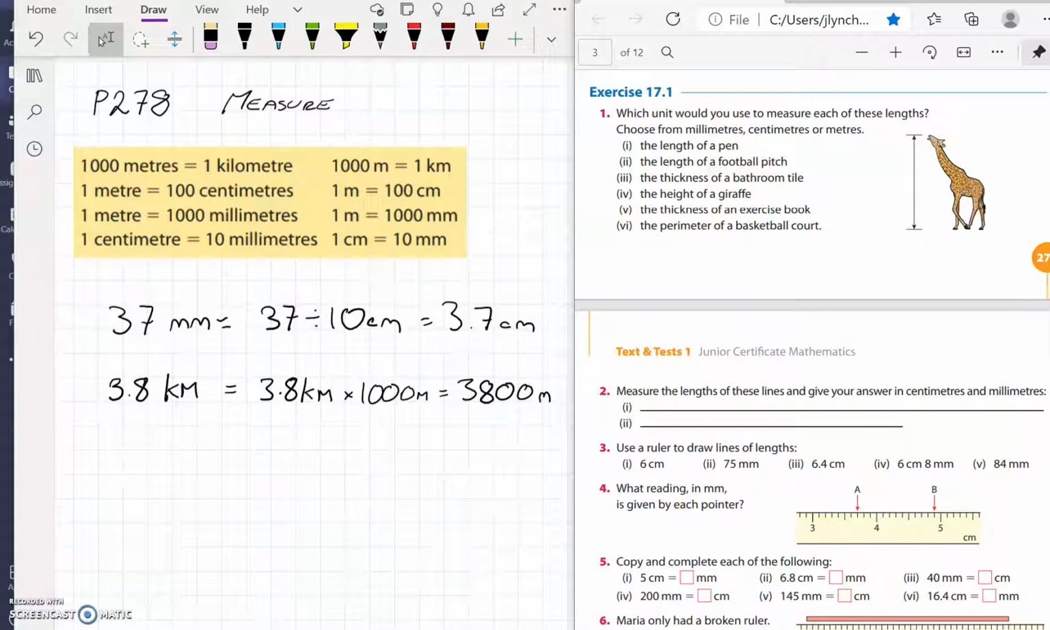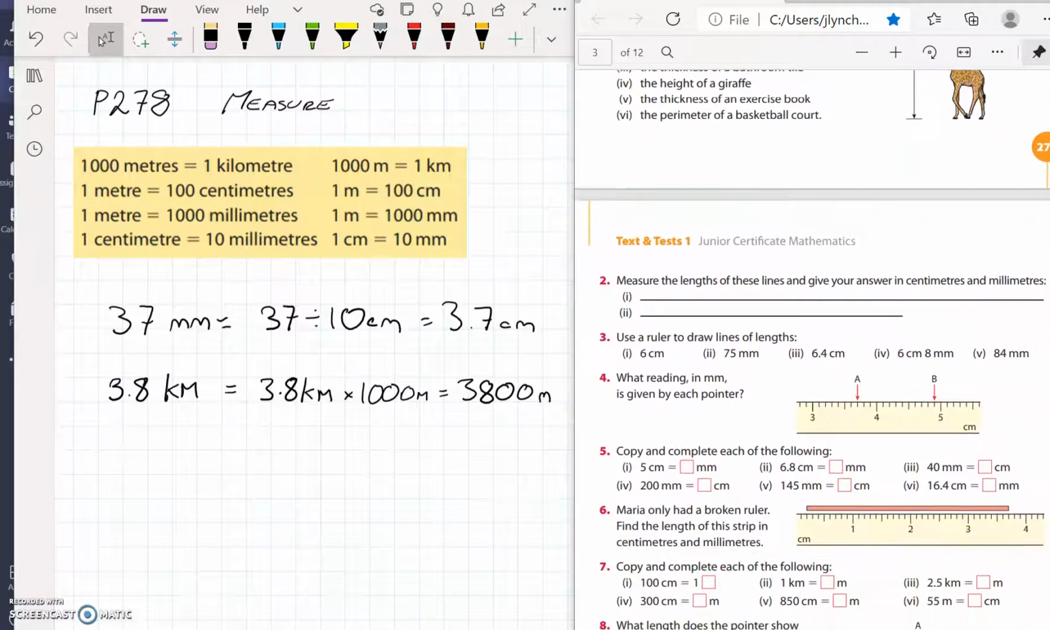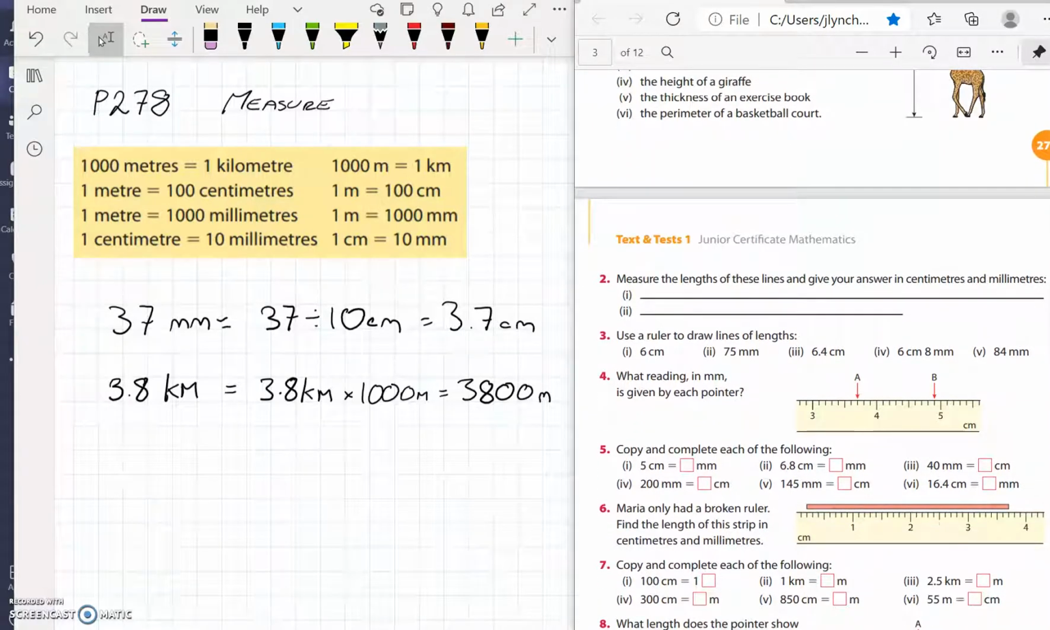An inch is actually 25 millimeters. So don't get confused in that. The bigger units on your ruler are inches, the smaller ones divided into tens are your millimeters and centimeters. So just make sure you get used to that. Then they have here, use a ruler to draw lengths of 6 centimeters, 75. I wouldn't insult you with that. I'm sure you're well able to do that.